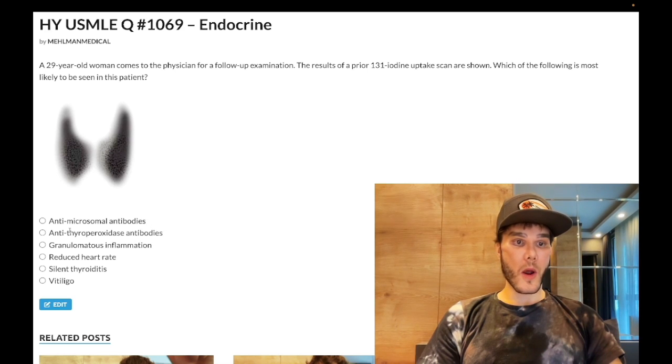Choice B, antithyroperoxidase, wrong answer, as I just said. Antimicrosomal, antithyroperoxidase, the same thing. Wrong answer.